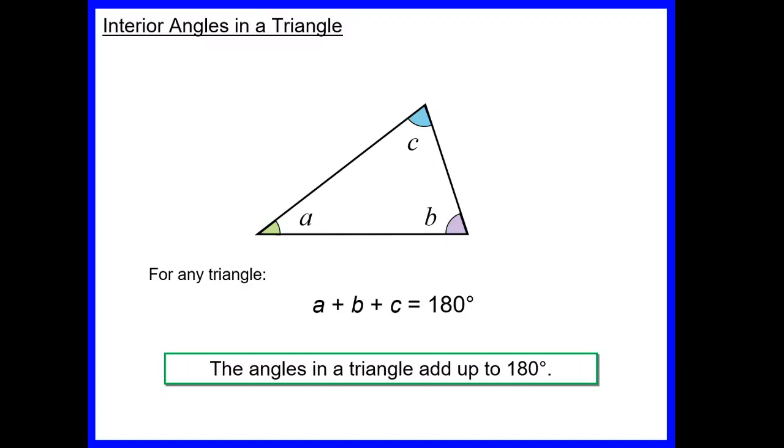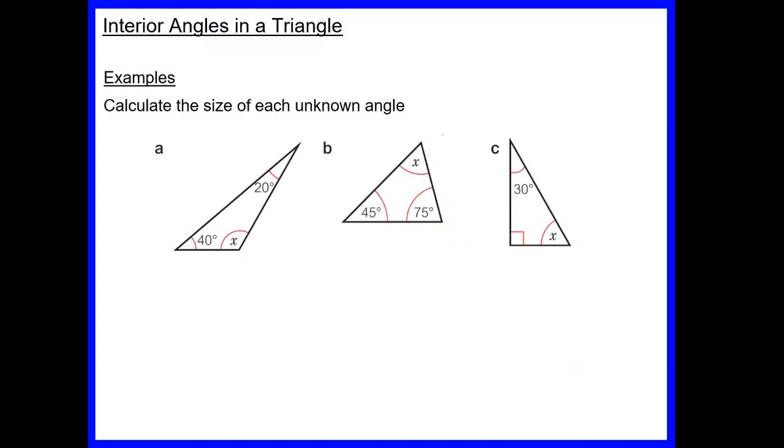So how do we use this fact to help us then? So here we've got three different triangles. We've been given two of the angles in the triangle and we need to find the third. So to do this we need to add together the angles that we already know and take them from the total, which is 180 degrees. So 180 minus the 40 plus the 20. Again, remember, following BIDMAS we work out the brackets first. So 40 plus 20 is 60, 180 minus 60 means x is 120 degrees.